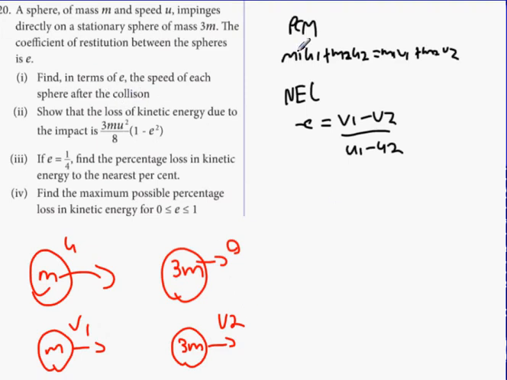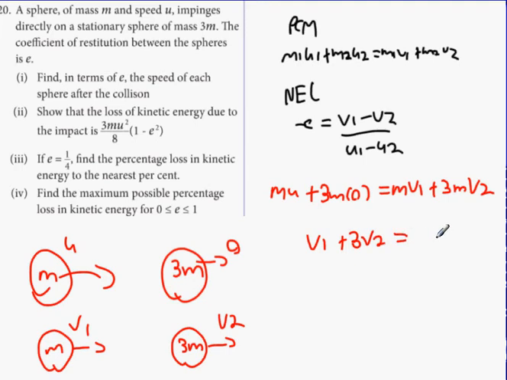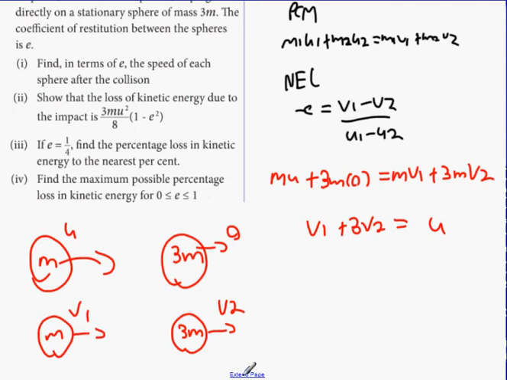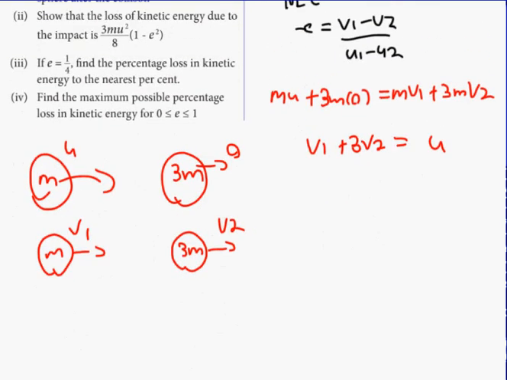I'm going to start off with PCM. PCM is going to be m times u plus 3m times 0, equals m times phi1 plus 3m times phi2. I'm then going to get phi1 plus 3 phi2 equals u. First simultaneous equation complete. Now, the second simultaneous equation is going to be NEL.